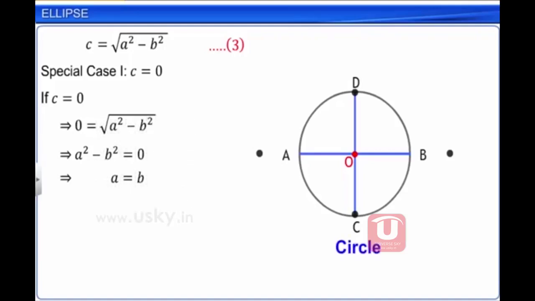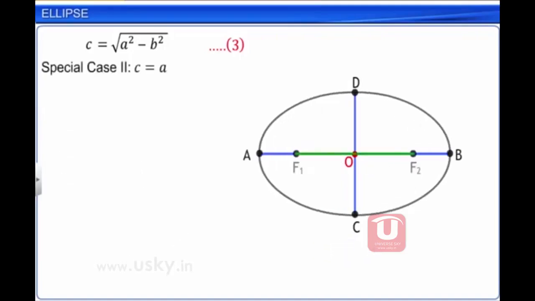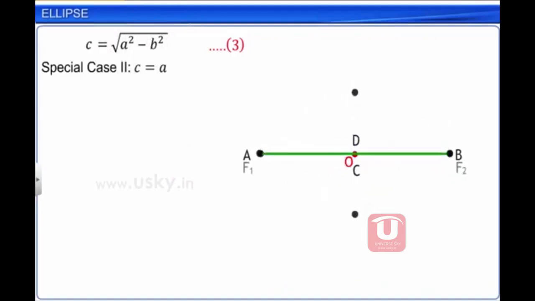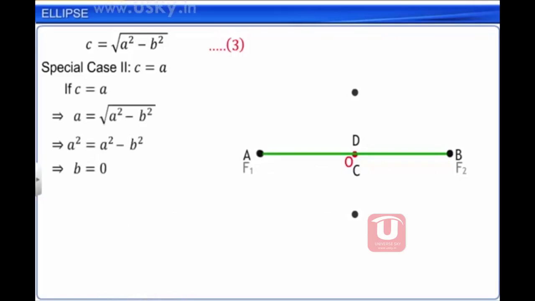If distance C of a focus of an ellipse from its center becomes equal to its semi-major axis, then the two foci become its vertices. Substituting the value of C as A in equation 3, we get B is equal to 0. Thus, if C is equal to A, the length of the semi-minor axis of an ellipse becomes 0, and the ellipse becomes a straight line.